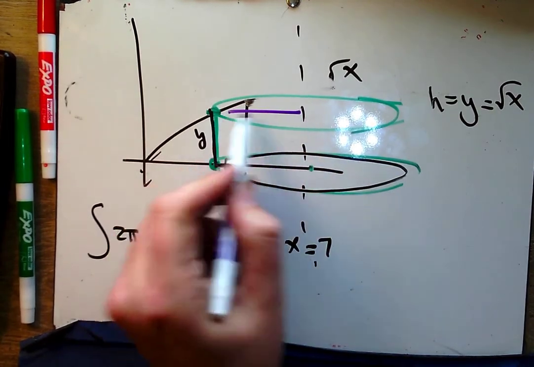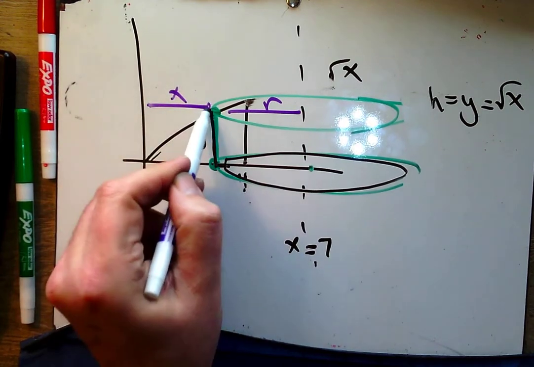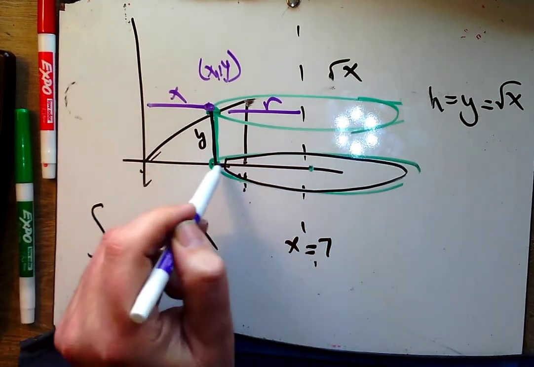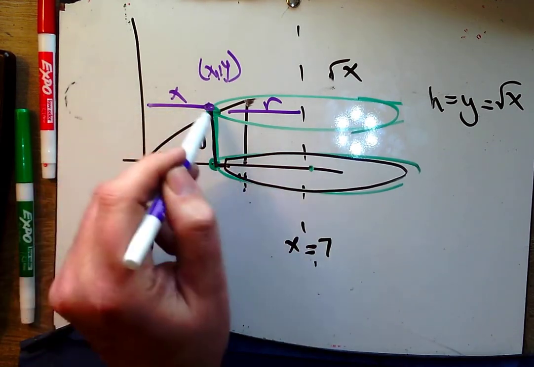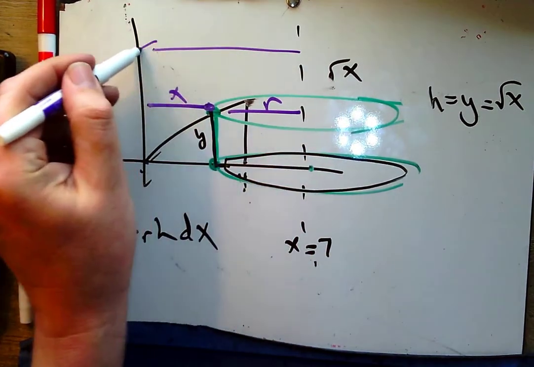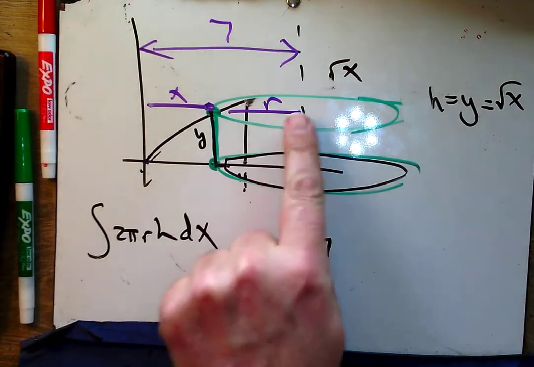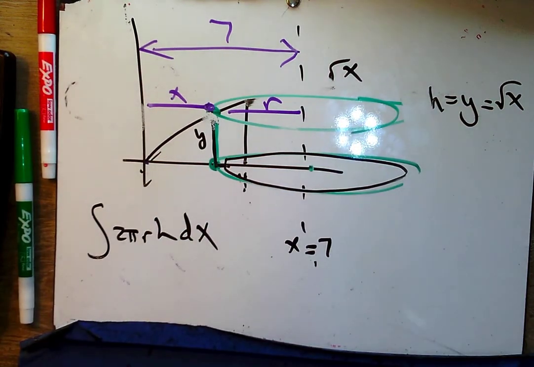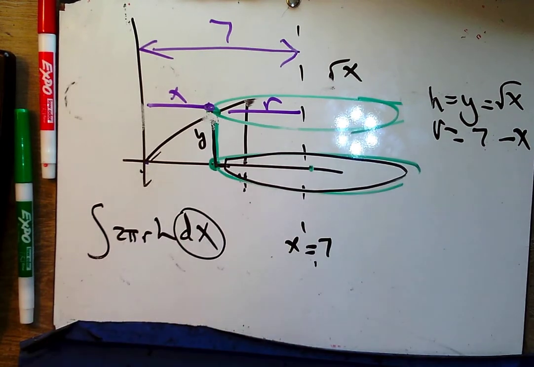So here's the radius. It's not x. This is x. Remember the ordered pair, x, y? Y is how high up I went from the origin to get there, and x is how much over I went to get there. We know that this distance is 7. So r is going to be 7 minus x. R equals 7 minus x. Well, that's great. We've got everything in terms of x's now.